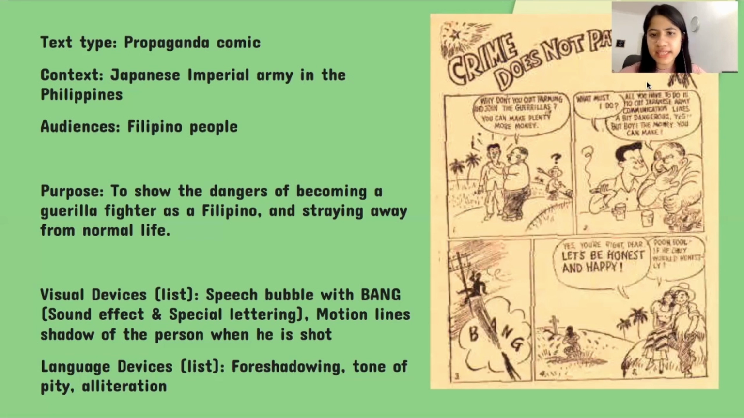In terms of literary devices, we can talk a little bit about foreshadowing at the top right where it says it's a bit dangerous, clearly because he was shot in the next slide. There's a tone of pity as well on the bottom right where the guy says, poor fool, if only he worked honestly. There's also alliteration with the "yes, you're right, let's be honest and happy," which shows a lot about the values this propaganda poster is trying to evoke, in that the title is Crime Does Not Pay, which is talking about how joining into the violence is never necessarily a good thing.